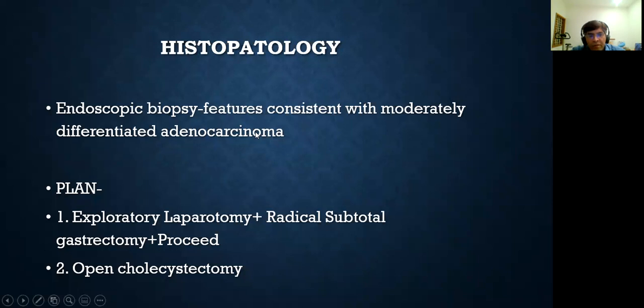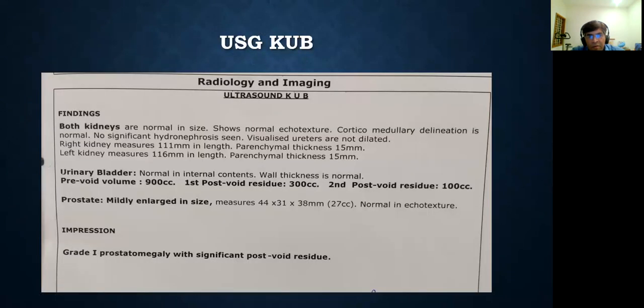So the biopsy turned out to be moderately differentiated adenocarcinoma, and he was planned for exploratory laparotomy plus radical subtotal gastrectomy plus proceed after correction of anemia and open cholecystectomy. Before operating, we got a urologist opinion who suggested ultrasound KUB. Yes, basically we needed a small case capsule about what the patient had.